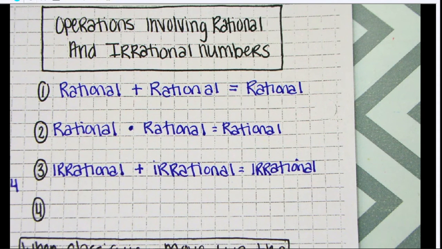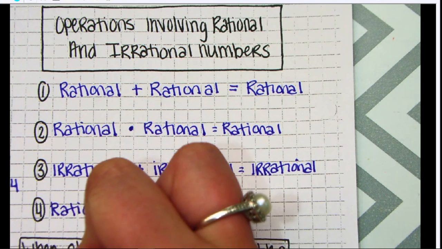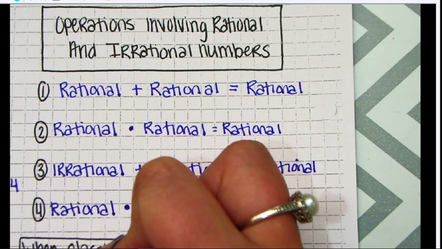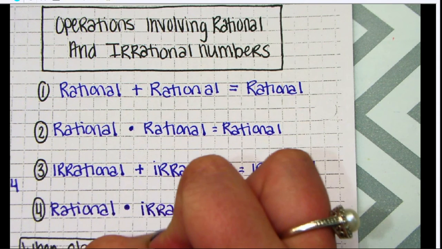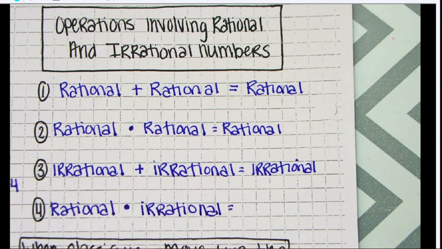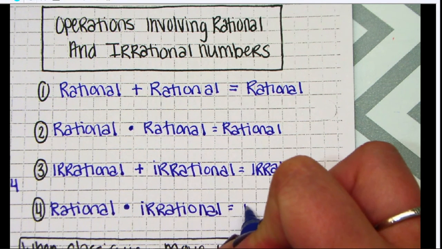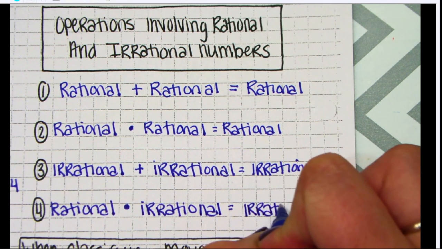Okay? All right, the very last one is a rational times irrational. It is irrational. So once you throw irrational into the mix, you're not getting back to a whole number when you're multiplying. Okay?